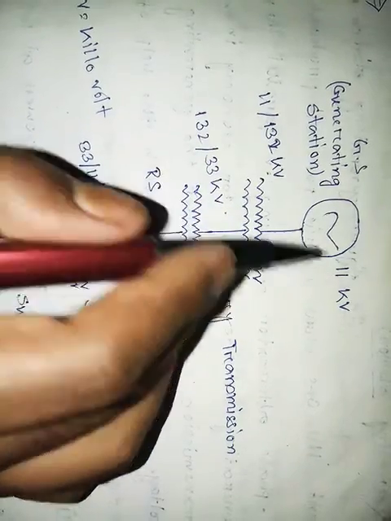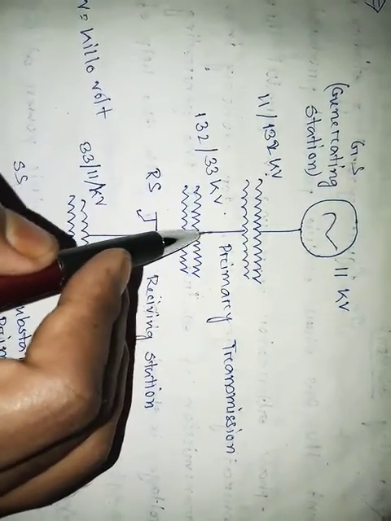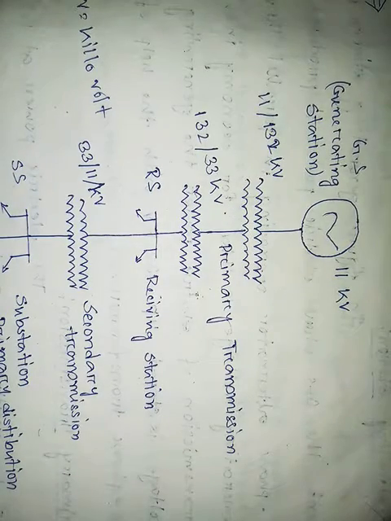For primary transmission, see, 11 kV is produced and 132 kV is supplied, so this voltage is supplied through here. The electrical power at 132 kV is transmitted by a three-phase 3-wire overhead system to the outskirts of the city, that is, far away from our city.